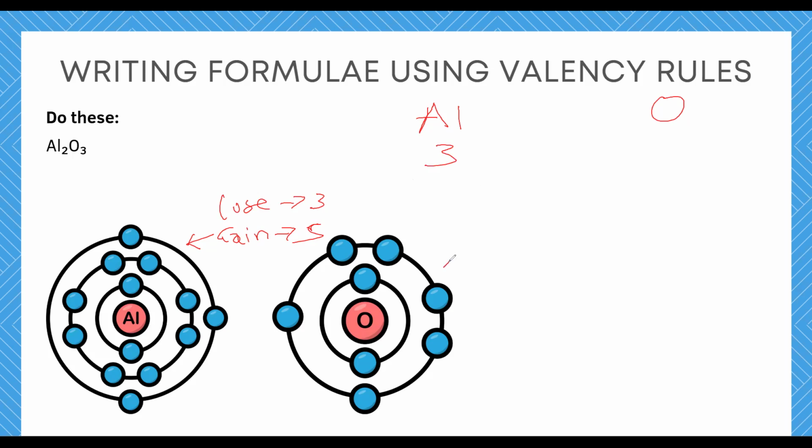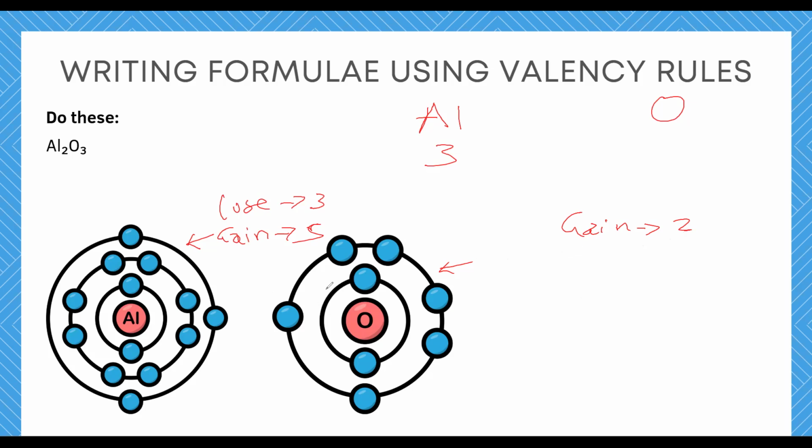How about oxygen? What would the valency be? It needs to one, two, three, four, five, six. It needs to gain two and lose six. It needs to gain two in order for it to reach eight, right? Good.